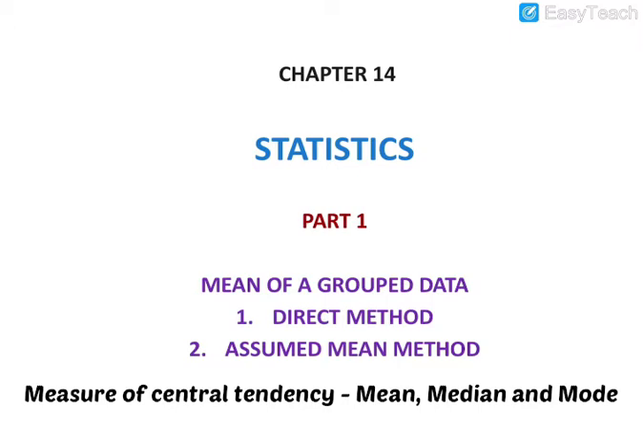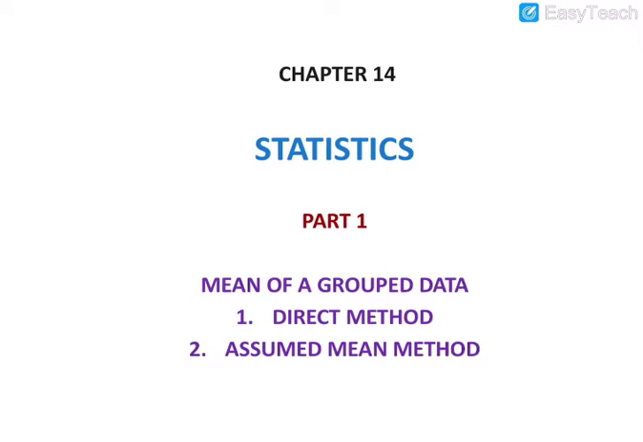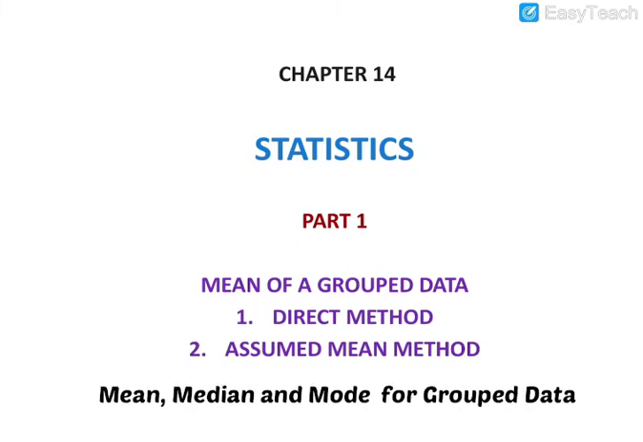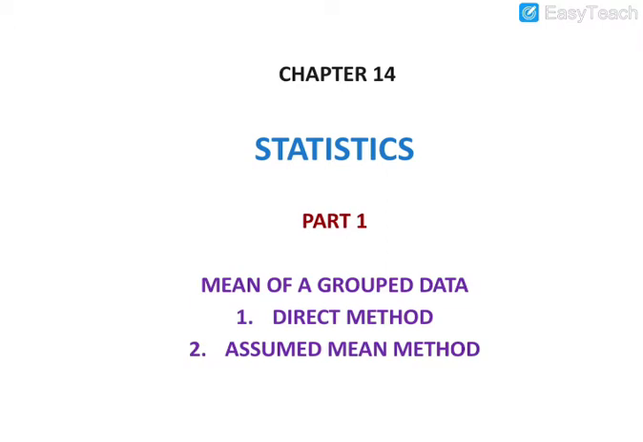In this chapter, we will extend the study of these three measures of central tendency from ungrouped data to grouped data. So in this chapter, we are going to learn how to find mean, median and mode for grouped frequency distribution. In today's video lesson, we will focus on learning how to find mean of a grouped data using two methods, direct method and assumed mean method.